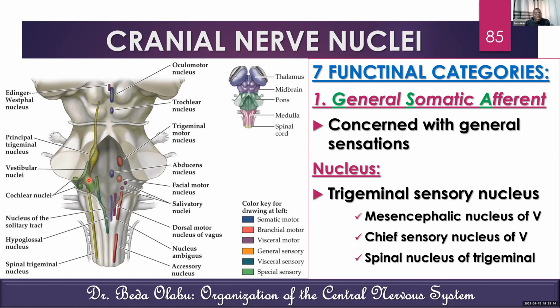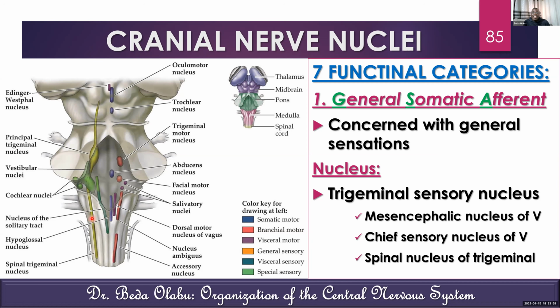Then there's this part that spans all the way to the medulla oblongata and even upper part of the spinal cord. We call it the spinal nucleus of trigeminal. The spinal nucleus of trigeminal serves pain and temperature sensation. So neurons which carry pain and temperature, the first order neurons synapse there, then second order neurons pick from there to go to the brain, or to go to the thalamus, basically. So the GSA nucleus within the brainstem is the trigeminal sensory nucleus.